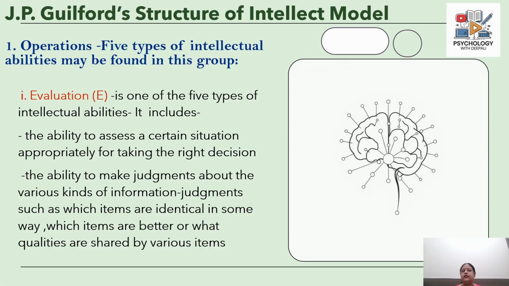So, it includes the ability to assess a certain situation appropriately and then take the right decision. So, when we are making a judgment about a particular topic, let us say we have various kinds of information coming in, and we have to make a judgment as to which information or which items in all the information that has come to us are identical, which information or which item is better than the other, which qualities are shared by various items. So when we make judgments like that, we are evaluating. So the first operation is evaluation.